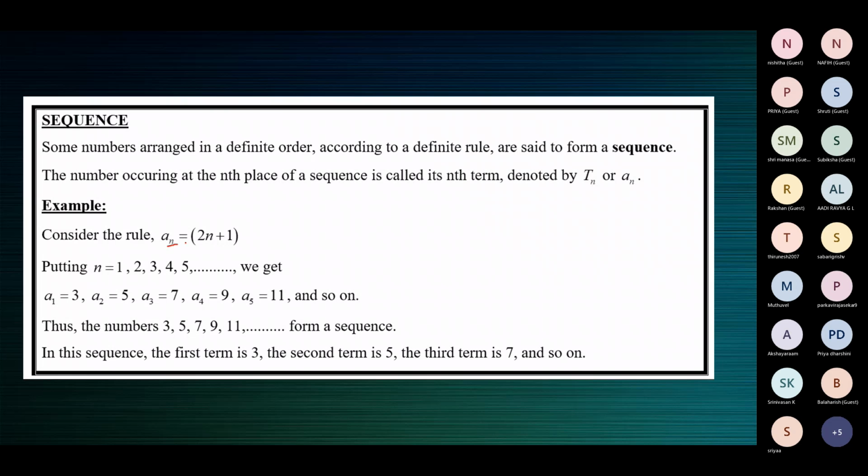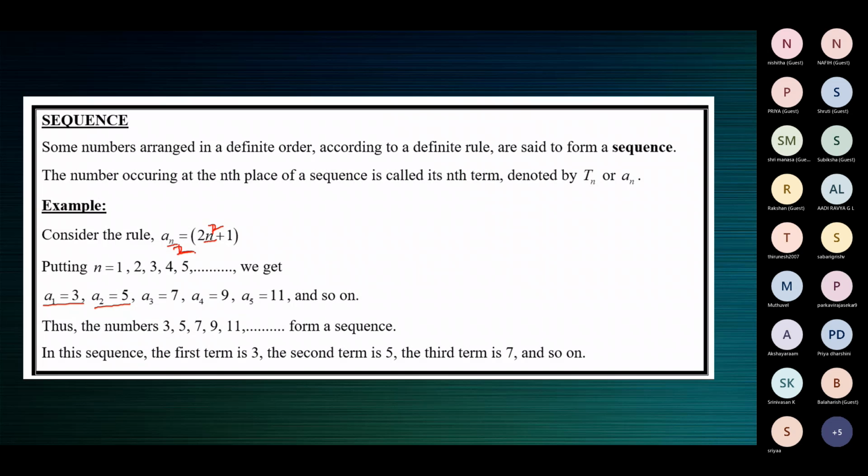Here, this n and this n, they are the same. So when you find A1, 2 into 1, 2 plus 1, 3. So A1 is 3. Then when n takes the value 2, A2, you're finding the second term of the sequence. Here also n will be 2. So 2 into 2, 4. 4 plus 1, 5. So A2 is 5.